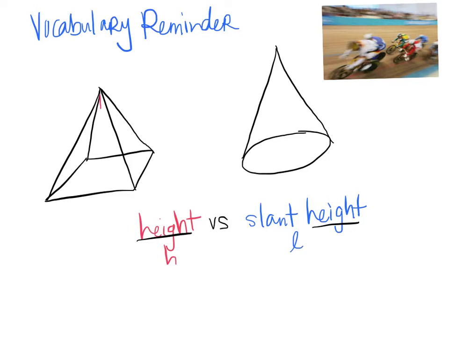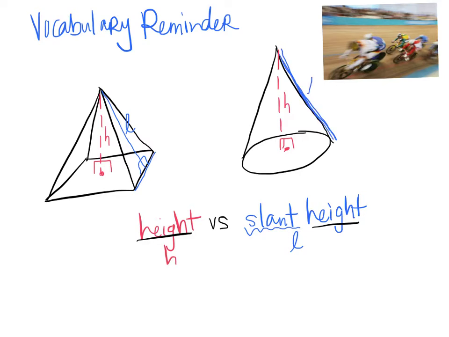The height for a pyramid goes from the very topmost point to the center of the base, making a right angle. That's the height there. The height of a cone, again, goes from the topmost point to the center, making a right angle with the base. The slant height is exactly that. It's slanted. It goes from the topmost point to one of the edges and makes a right angle, and that is the slant height. The slant height of a cone, it's kind of hard to see, but it's literally one of these sides.